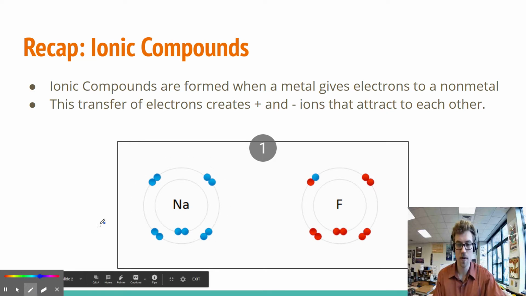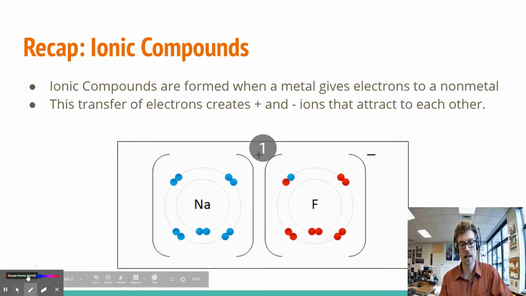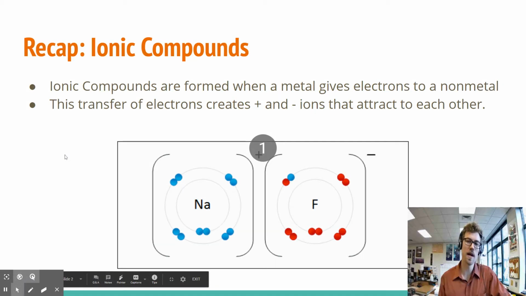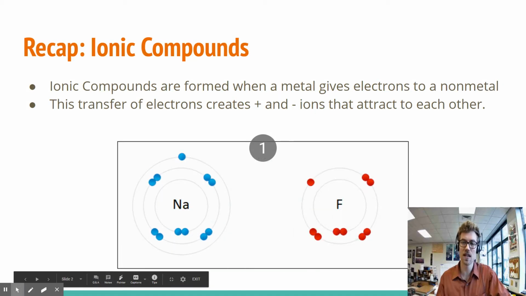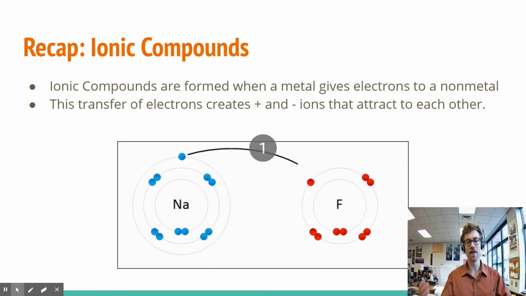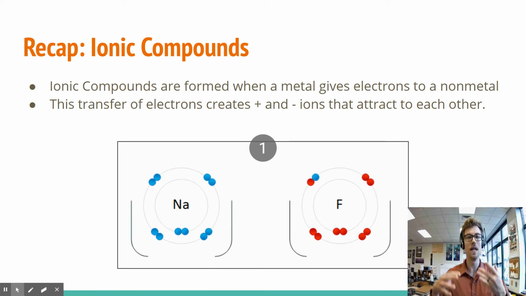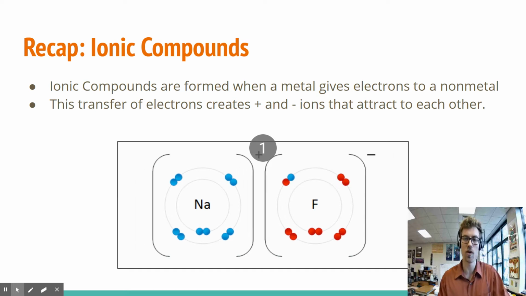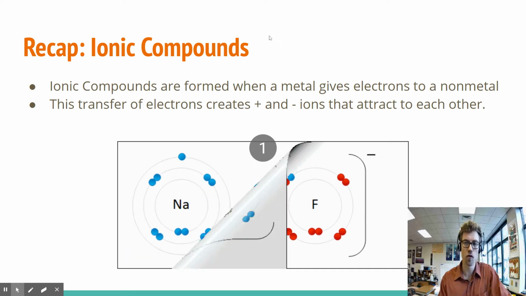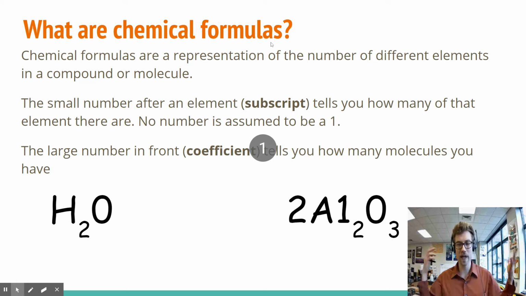Just a quick recap. Remember that ionic compounds are compounds that are formed when a metal gives an electron to a nonmetal, and that this transfer of electrons creates a positive and negative ion that attract to each other. And this is going to be important when we come up with our ionic compound formulas. Now, before we can actually talk about what ionic compound formulas are, we need to talk about chemical formulas, right? We haven't really talked about those yet.